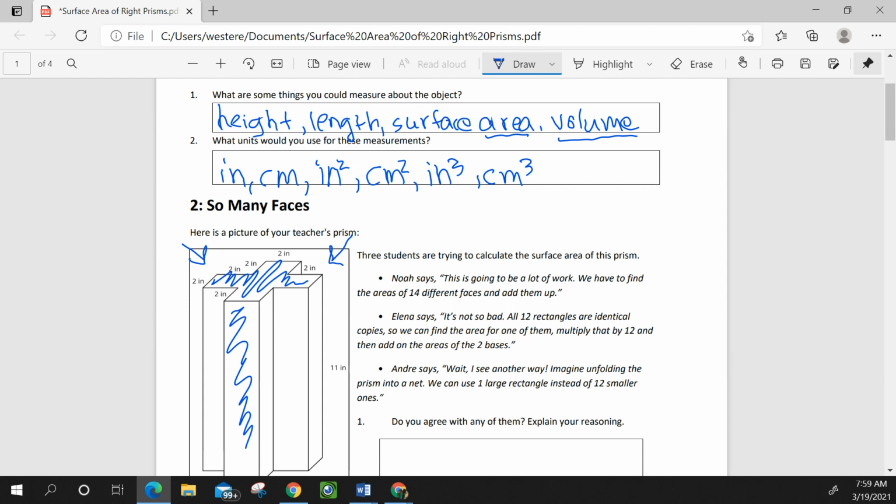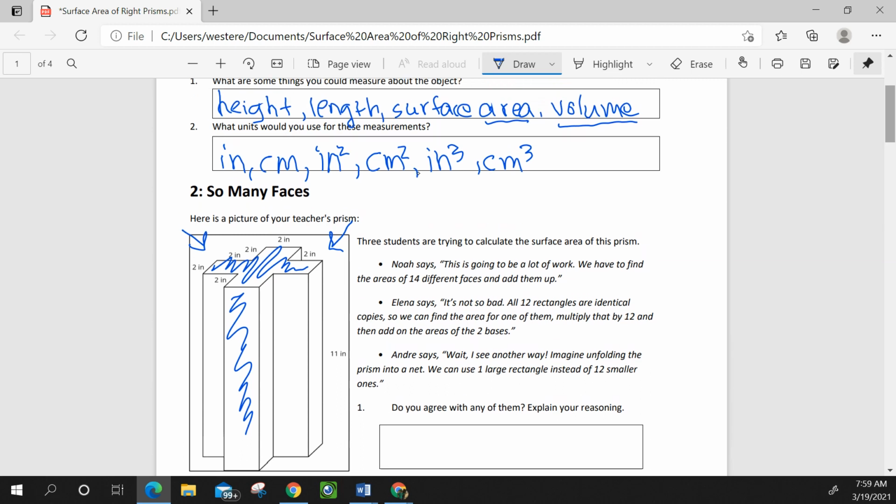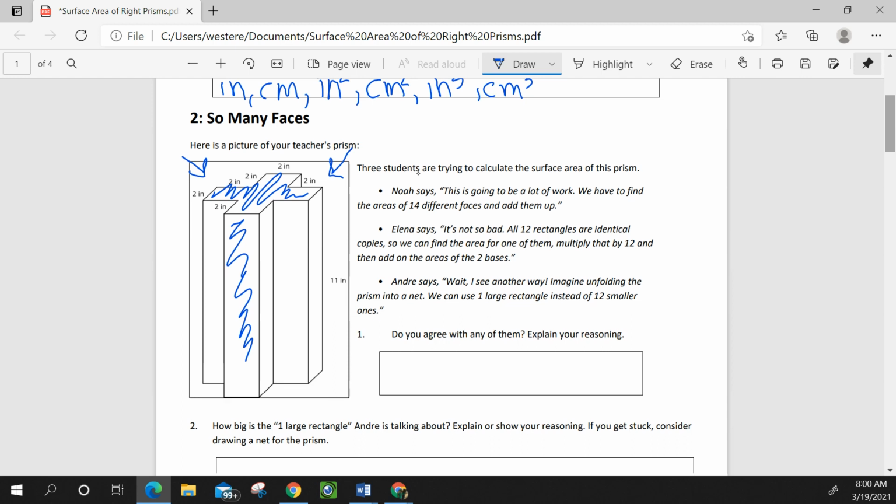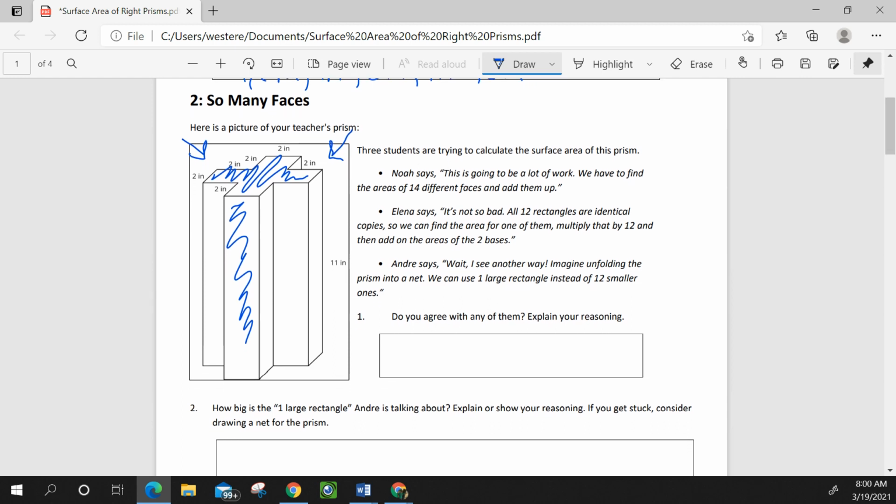Okay, so if you need to pause the video to copy these notes down, please do so. This is in the physical packet that you picked up on Monday, if you don't have this out yet. All right, so let's go on to problem 2.